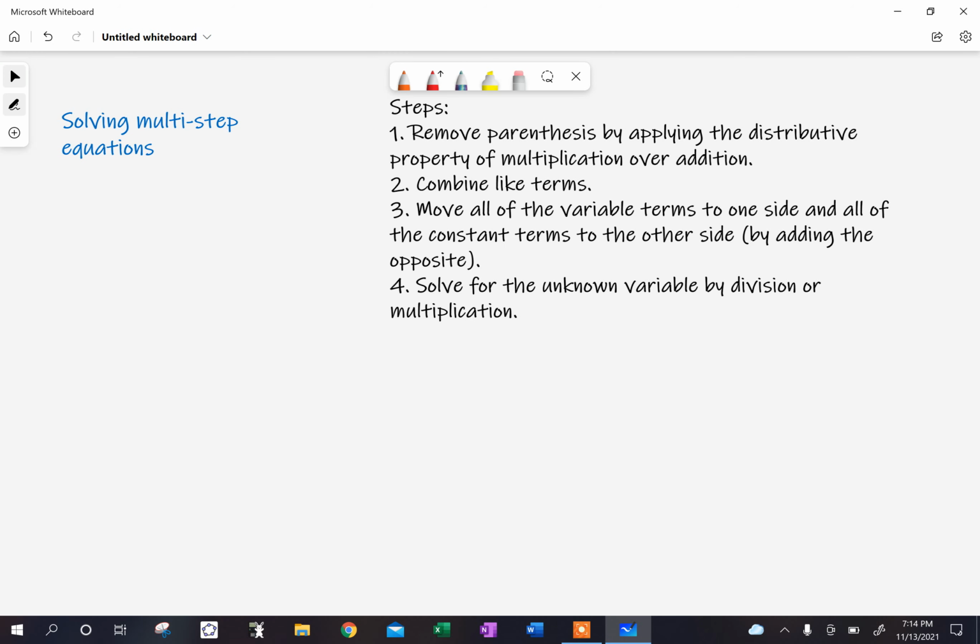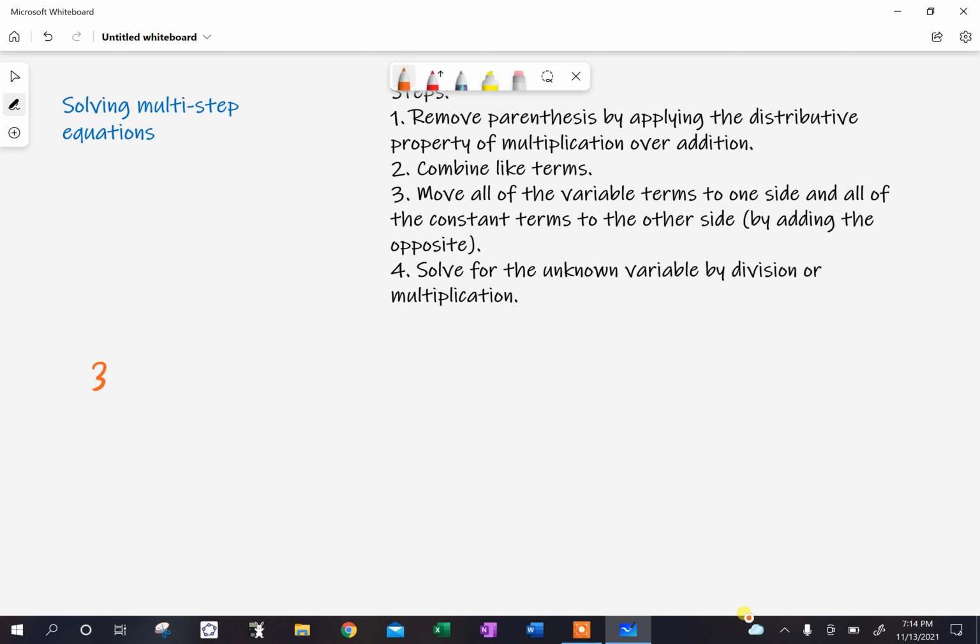A second video on solving multi-step equations, and I put down the steps, which I think might be useful. So if I had something like this, 3 times (2x minus 4) plus 5x minus 3 equals 4x minus 2x plus 1.